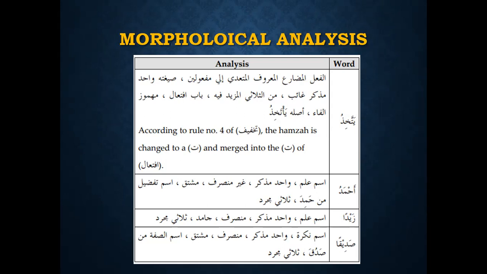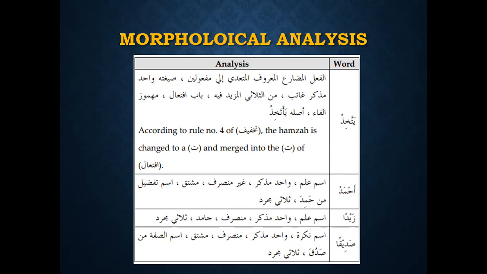Ahmad is alam واحد مذكر غير منصرف, that is why it doesn't have tanween on it. Mushtaq has been derived from hamd, hamida yahmadu. Ismu tafdeel, this is a superlative form, exaggerated form, min hamida. ثلاثي مجرد, from ثلاثي حمد is ثلاثي مجرد. That's where it's derived from.